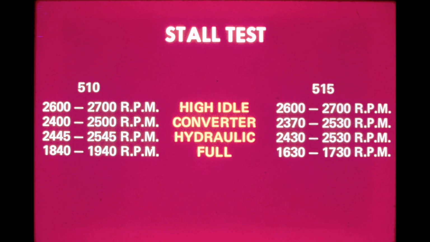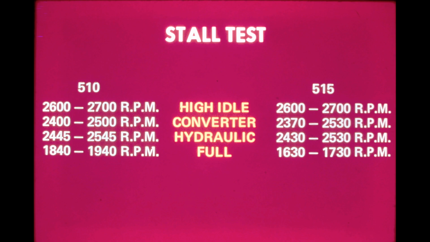A hydraulic stall check is performed in basically the same manner as the converter stall check, except that instead of engaging the transmission, the bucket circuit is energized in the rollback position. When the bucket cylinder is fully extended and maximum hydraulic pressure is achieved, read the engine speed on the tachometer.